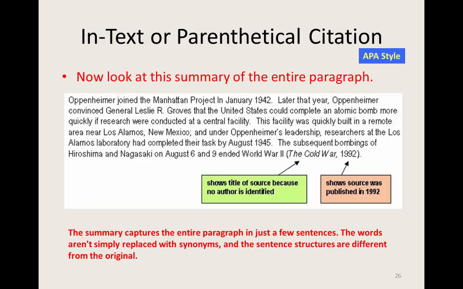Now we have our parenthetical citation. It's the same. So the Cold War shows the title of the source because there's no author identified. In APA, if there is an author, you would use the author's name, their last name. And the 1992 shows the source was published in 1992. So the summary captures the entire paragraph in just a few sentences. So the words aren't simply replaced with synonyms, and the sentence structures are different from the original. So the student has compacted that whole paragraph into what's important for the student's paper.